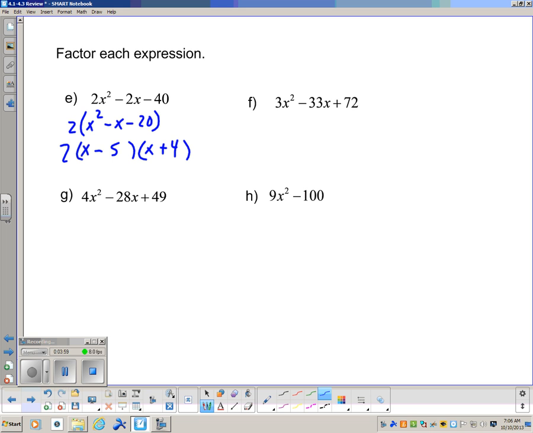So I had to pull the 2 out here first, and that's part of the factoring here. So it's 2 times x minus 5 times x plus 4 is my solution. That is completely factored.